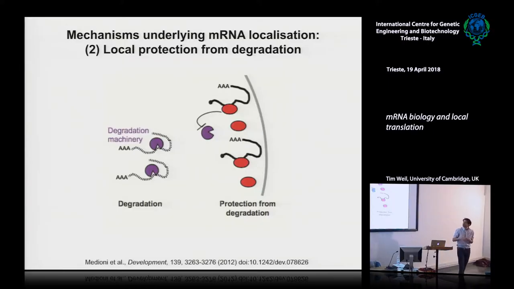Just to give you a full description, a couple other mechanisms have been identified. One additional one to active transport would be this local protection from degradation. So you can imagine a scenario where you just throw RNA throughout the entire room, but only in this area is it being protected from degradation. Whereas in the rest of the room, we'll have endonucleases and exonucleases chewing up the RNA to destroy it. And that then leads to translation only in one region.